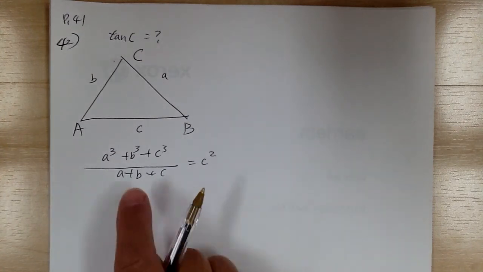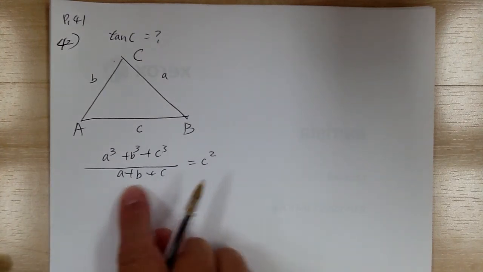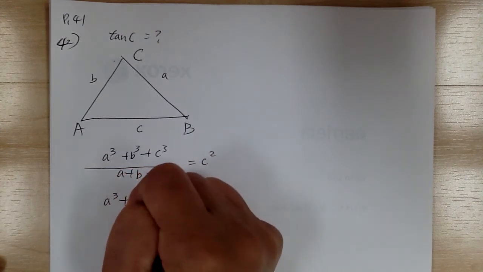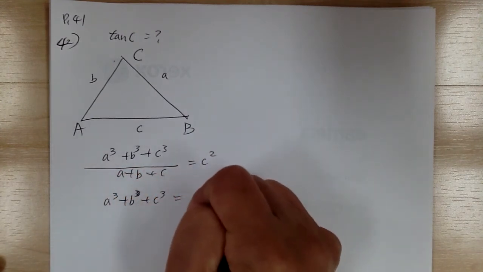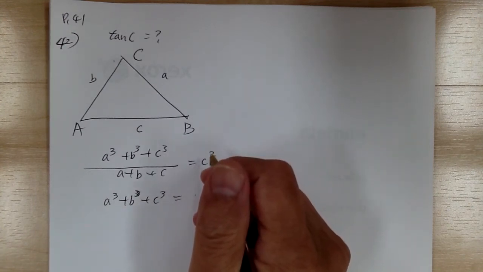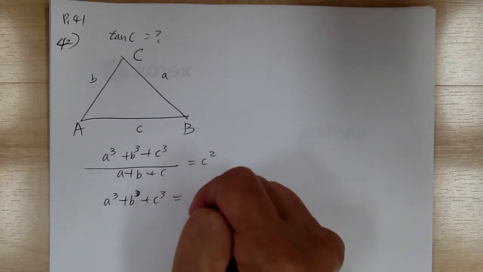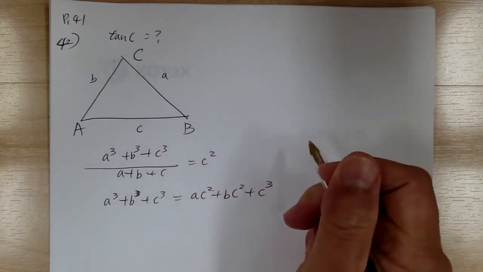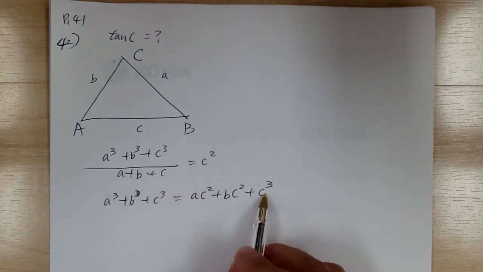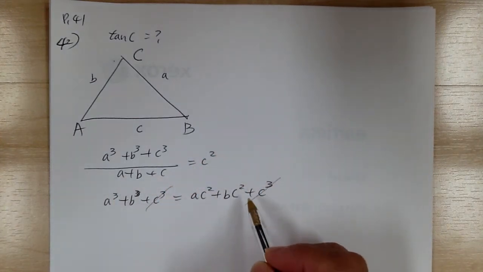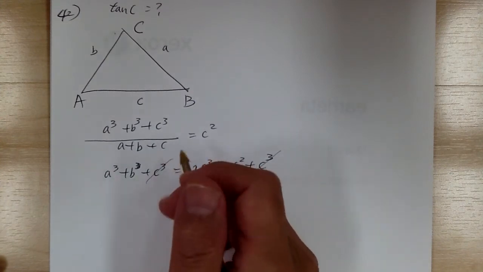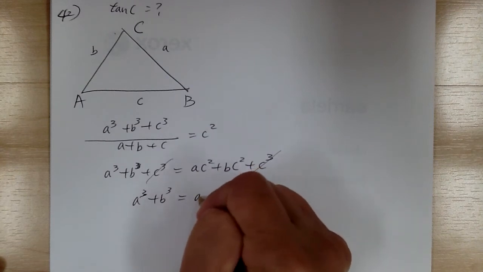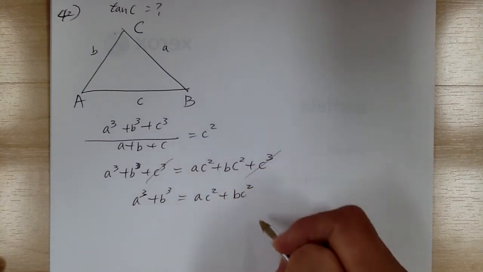Okay, so first let's do some algebra. First let's cross multiply to get rid of the fraction. So you get a cubed plus b cubed plus c cubed equal to ac squared plus bc squared plus c cubed. Okay, you got both c cubes, so this will cancel out. So you end up with a cubed plus b cubed equal to ac squared plus bc squared.